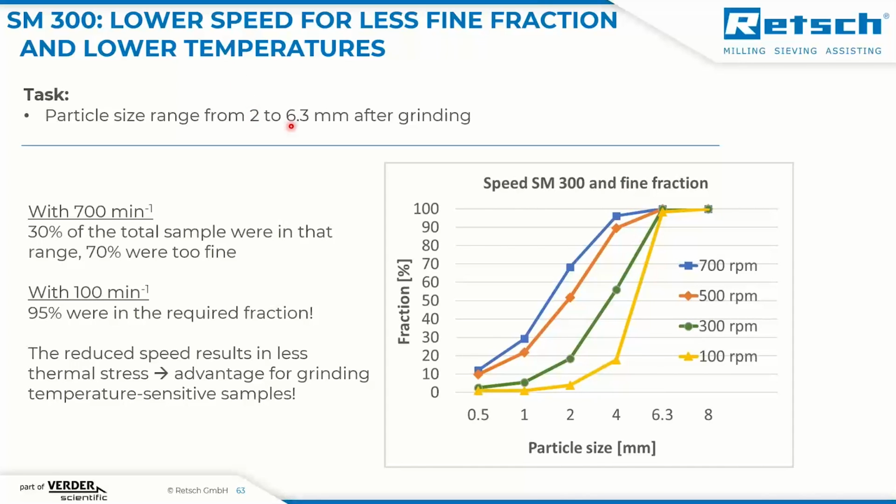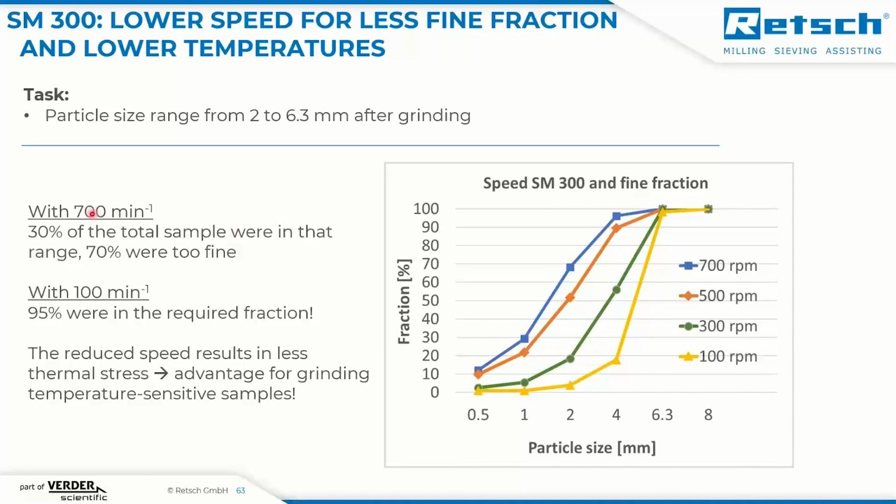And then we use the SM300 with reduced speed. One option is to reduce it to 700 RPM, and then we find that a little bit of sample is in the required fraction between 2 and 6 millimeter. It's about 30% of the complete sample, but most of the sample is finer than that: 1 millimeter, 0.5 millimeter, or still powder.